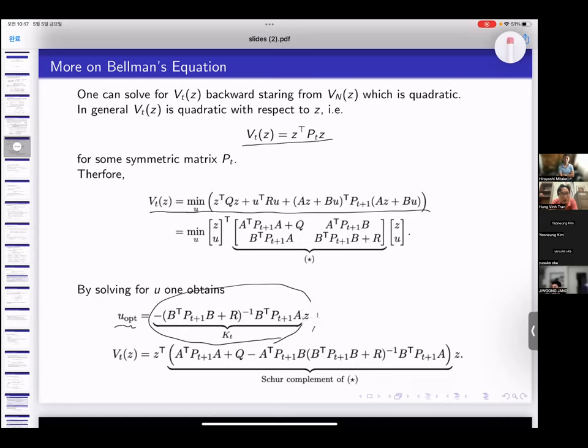Yeah, and maybe also for the students and everyone in the room, can you explain? I mean, what you mentioned here, it's clear, but what is the difference in the role of z and u in this formulation?